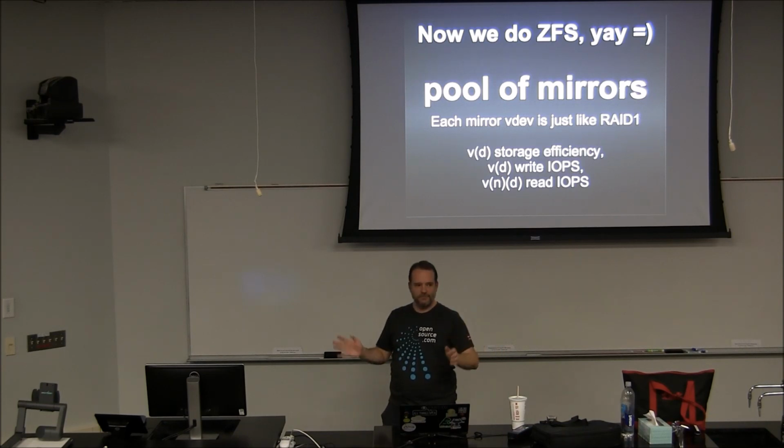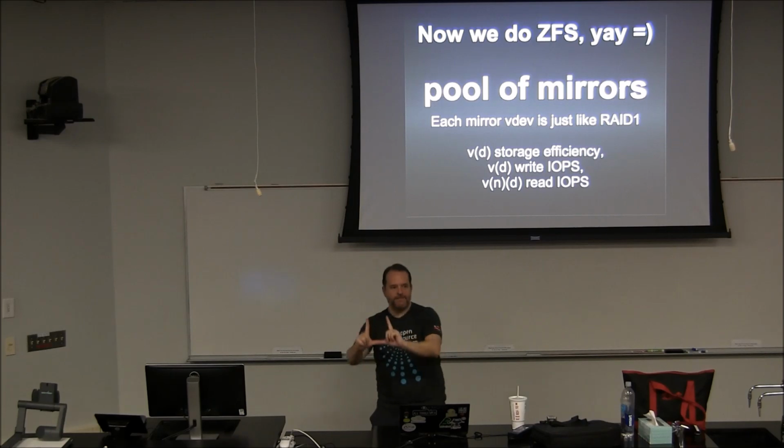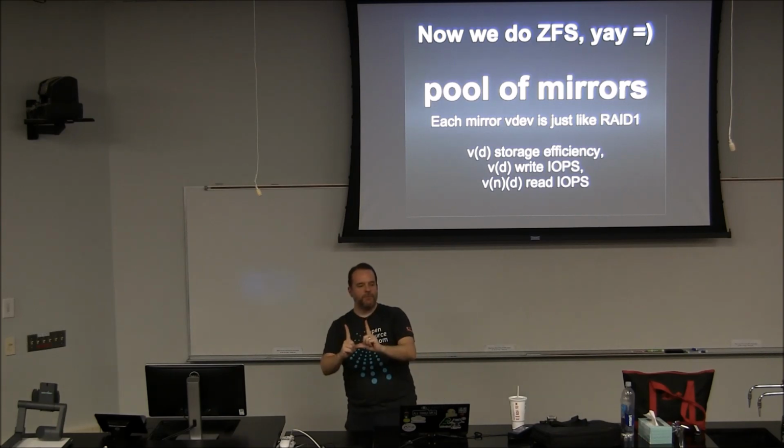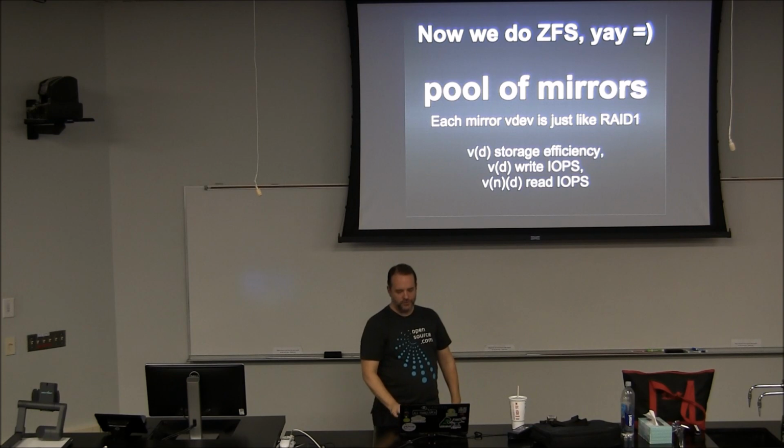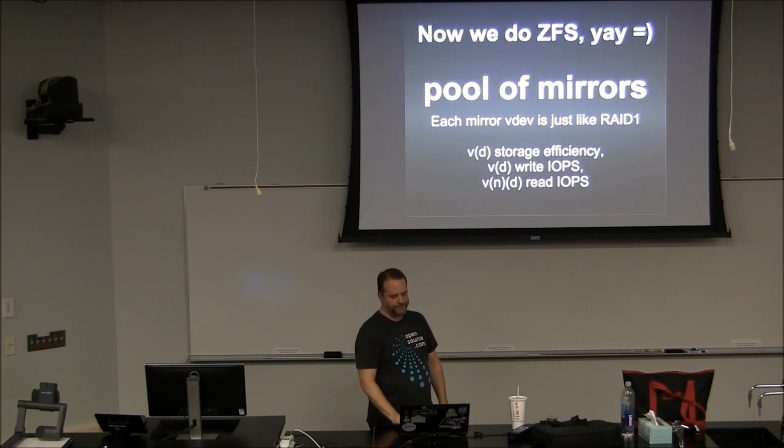So the mirror VDEV mechanism is the only real protection you've got. It's inside the VDEV. VDEVs can be resilient. Pools are not. They are only as resilient as their individual VDEVs. If you lose a VDEV, you lose the pool. So do not use non-resilient VDEVs. All right.